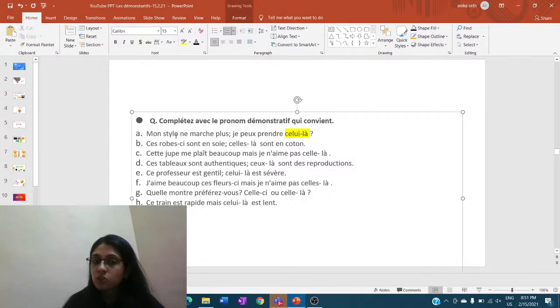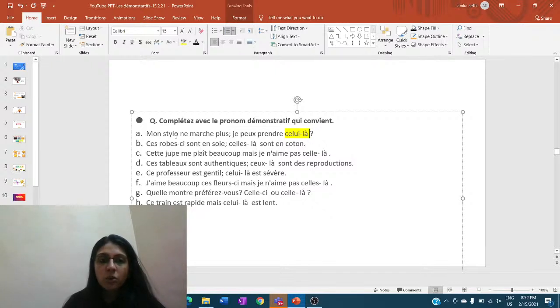Now here ce is not there in the sentence, but with mon stylo introduced in the first sentence, in the second one we are replacing it with celui-là. So stylo is a masculine noun, masculine singular, and so it will be replaced with celui and celui-là.